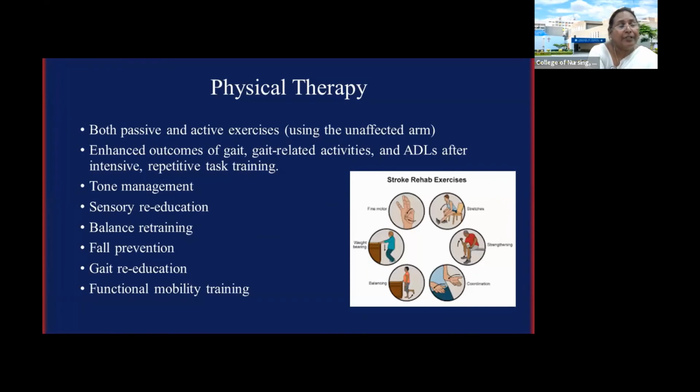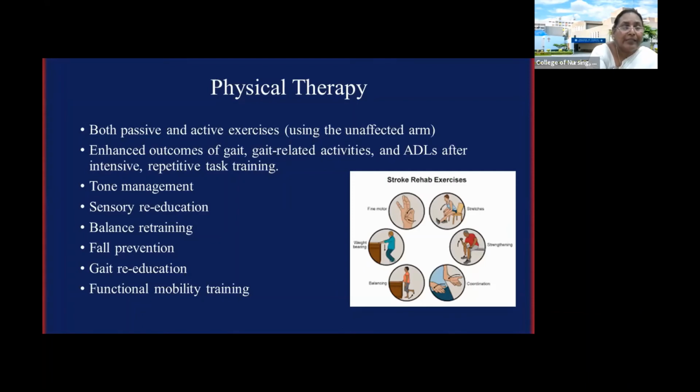The first one is physiotherapy, and both passive and active exercises are needed. Now, in our wards itself, what we tell them is, if the person is a left hemiplegic, if the left hand is paralyzed, we give a ball in the left hand and ask the person to hold that hand with the right hand, which is unaffected, and lift the hand. So the patient himself will be able to do some exercises using the unaffected arm. So both passive and active exercises will help the patient. And enhanced outcomes of gait related activities will all be given by the physiotherapist.